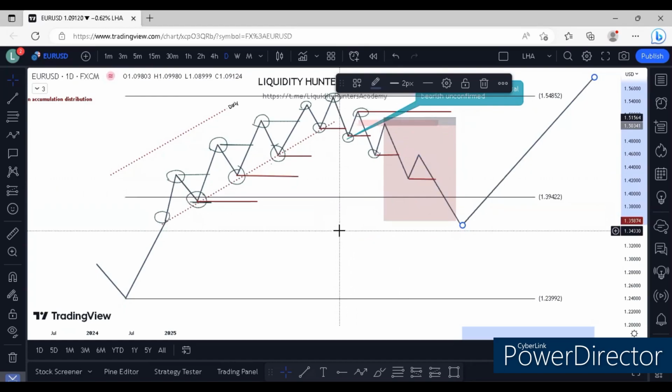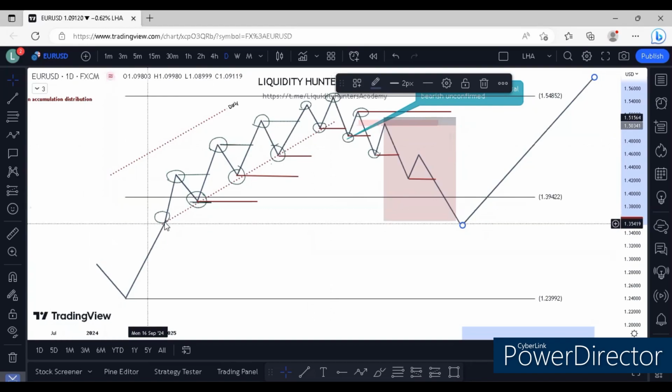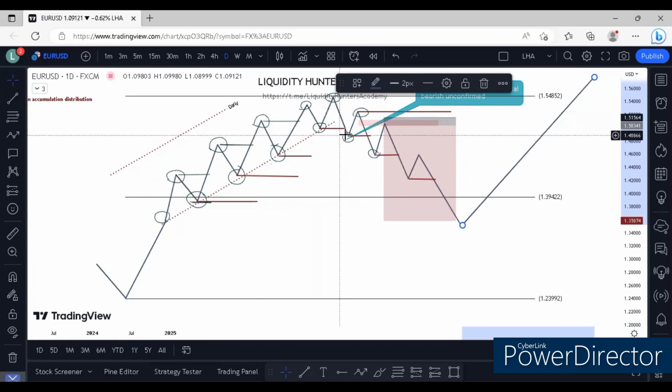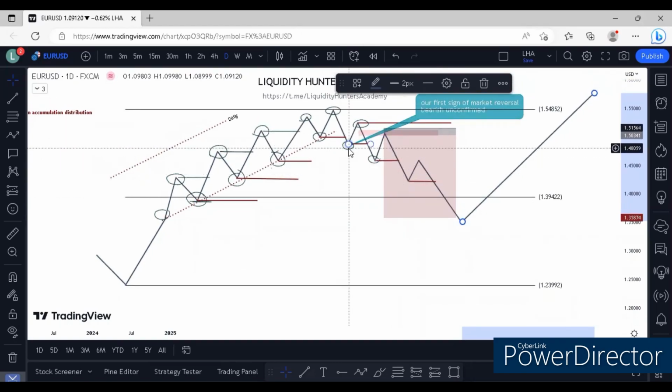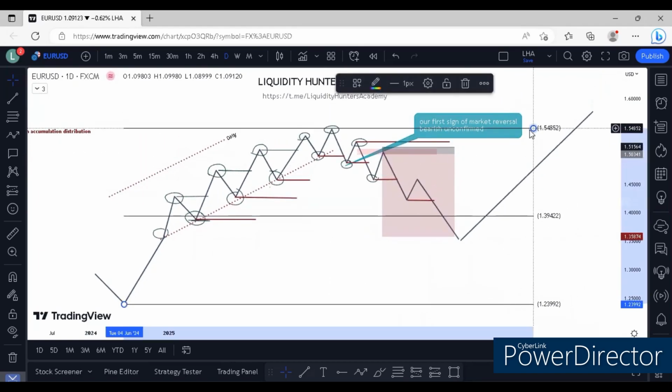What is a change of character? A change of character is a break of structure as well, but it is the first sign of reversal. So we were pushing up here. The first break is called a change of character. This is the first intention that, as I wrote here, is our first sign of market reversal. After this break, here we are bearish unconfirmed.